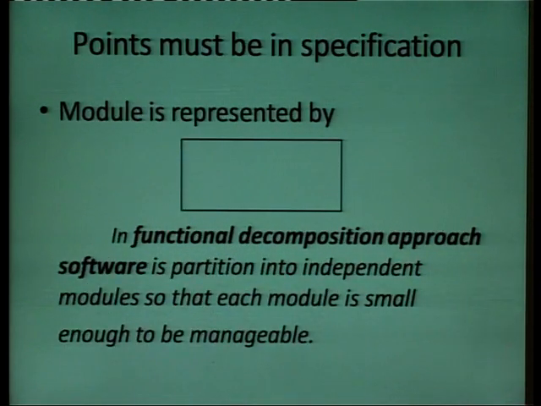So a module can be represented as a square. This is basically a function. In the functional decomposition approach, software is partitioned into independent modules so that each module is small enough to be manageable. इसमें क्या होता है कि software is partitioned into independent modules so that each module is small enough to be manageable.